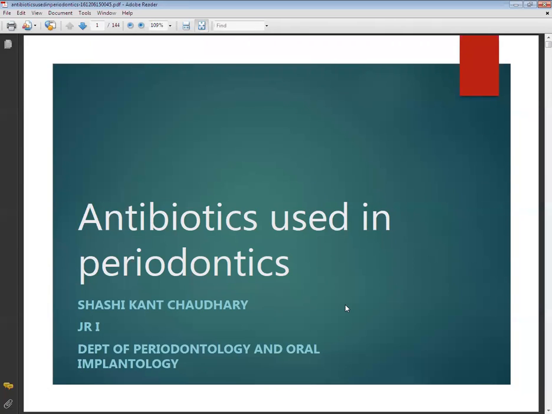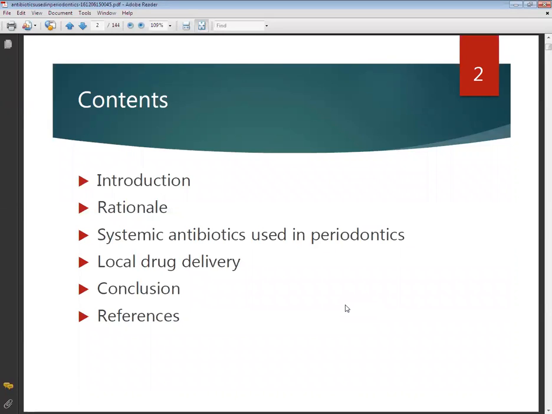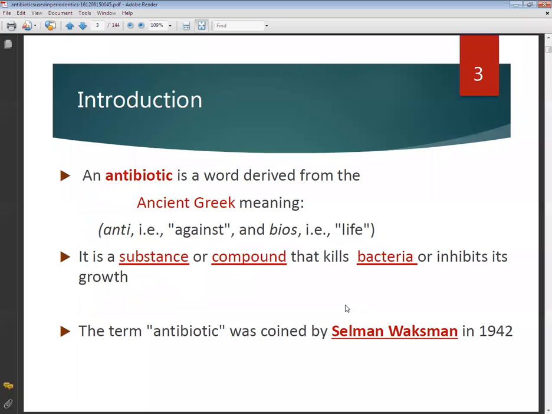So today we will discuss chemotherapeutic agents or antibiotics that are used in periodontics. We'll see an introduction to what antibiotics are used for in the treatment of periodontal disease. Then what is the rationale behind the use of antibiotics or chemotherapeutic agents in treatment of periodontal disease. Then what systemic antibiotics are used in periodontics to treat periodontal disease. Then local drug delivery, and lastly conclusion.